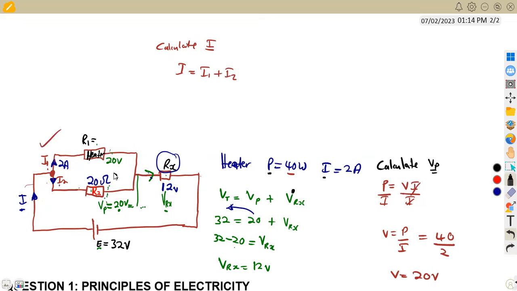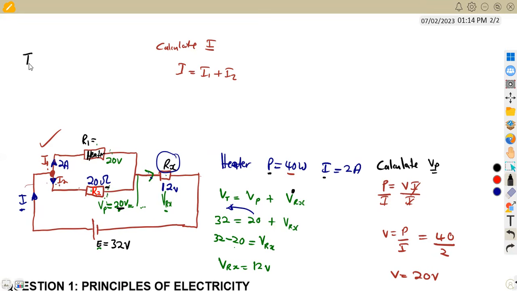Remember, here we have a voltage and also the resistance. We have a voltage and we have a resistance in this case. The resistance is there, 20 ohms. We have a voltage here and we have a resistance, so that means we can calculate I2.